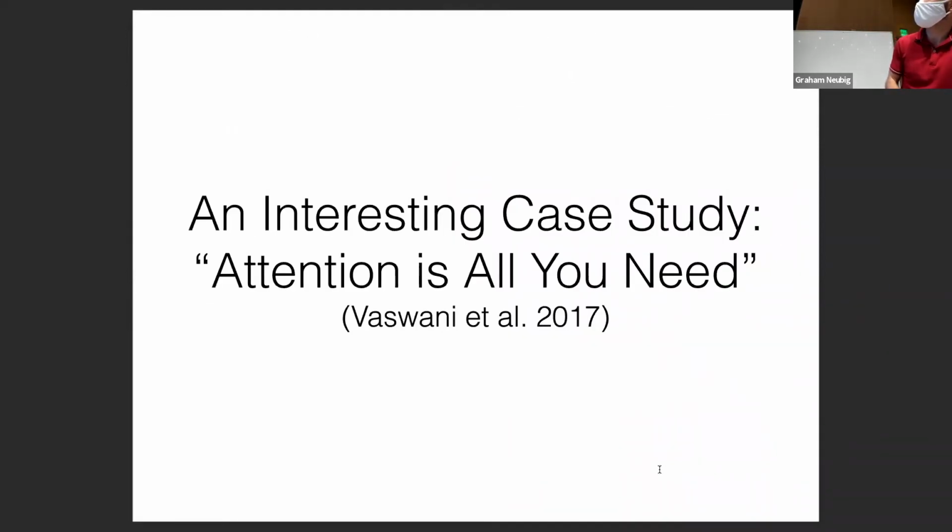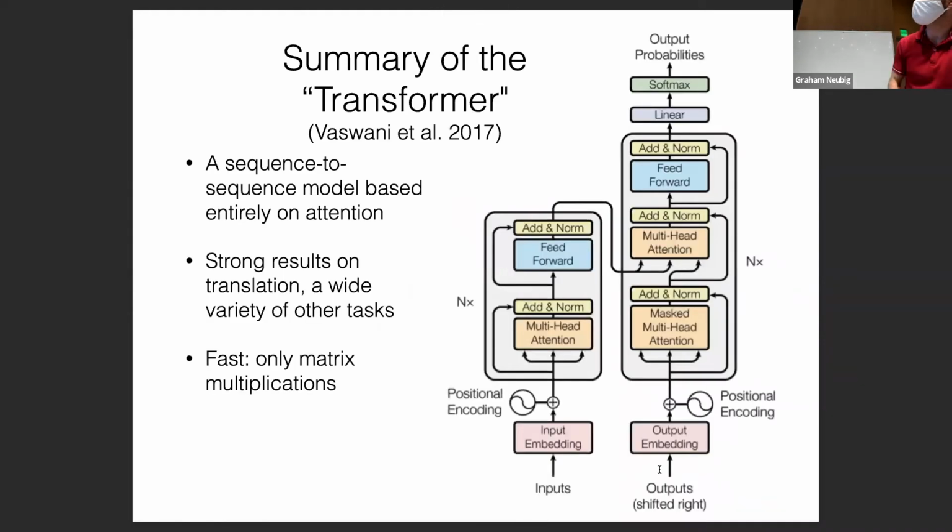Okay, so in terms of an interesting case study, this is a paper, Attention is All You Need. It's a paper for transformers, which I think a lot of people have probably heard about. This is the famous model that is used in a lot of different NLP models nowadays. And this is a fully attentional model for either encoding or for use as an encoder-decoder model on the right side.